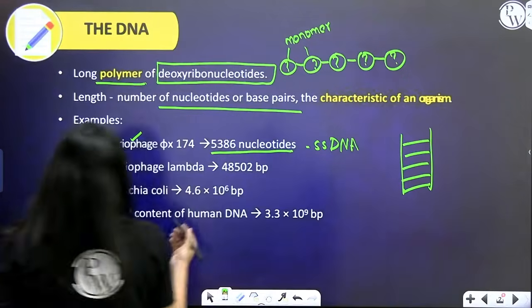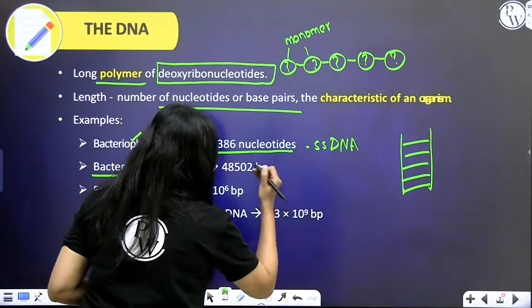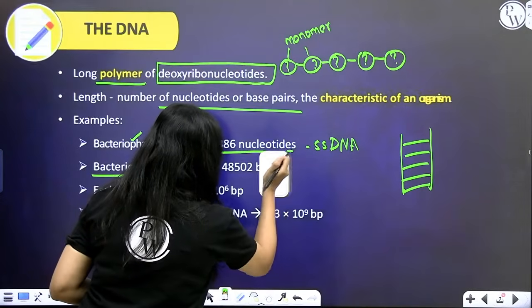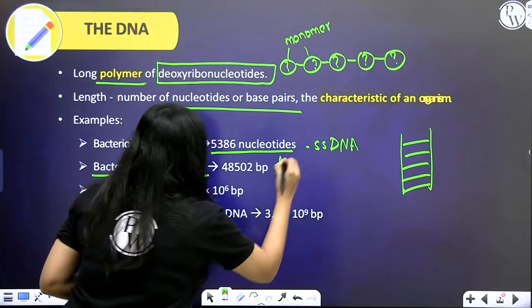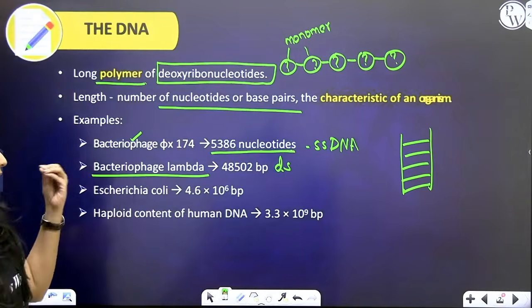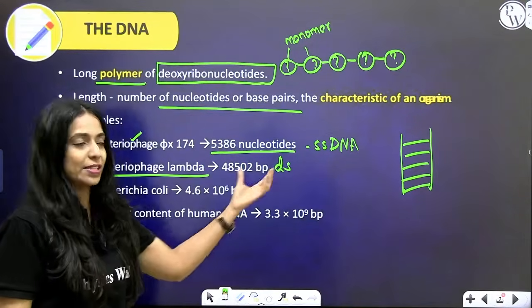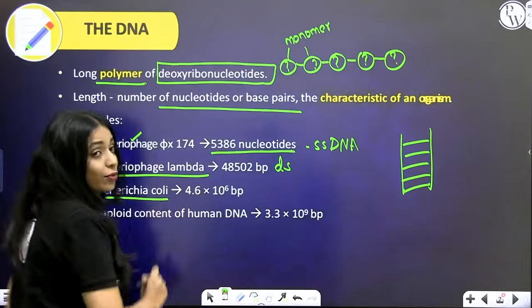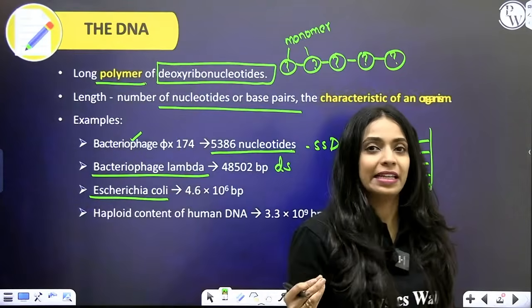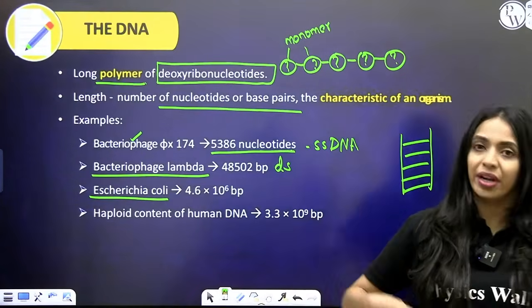Similarly, there is another virus called bacteriophage lambda, which is double-stranded. In this virus, you can find 48,502 base pairs. I'm sure every one of you has heard of E. coli. E. coli is a bacterium that resides in our gut, in our intestines.